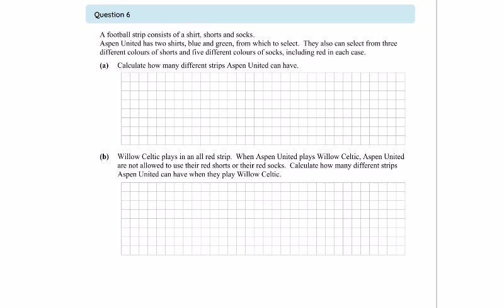Following that trend of clothes, we have a football strip containing a shirt, shorts and socks. Aspen United have 2 shirts, blue and green. They can also select from 3 different colours of shorts and 5 different colours of socks. I'm just going to underline the numbers. 2 by 3 by 5 is 6 by 5, so they have 30 different strips.